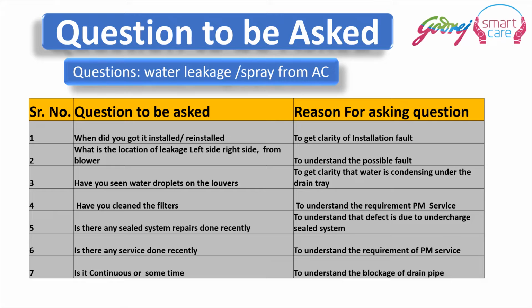The questions to be asked to the customer are, when did you get the air conditioner installed or reinstalled? This is to get clarification about whether this is related to any installation-related complaints. The second question we can ask is, what is the location of the leakage? Left side, right side, from the blower, from the middle, or from the back of the air conditioner indoor unit? Where exactly is the water leaking from? The answer to this question will give us clarity about the exact nature of the leakage or the area from where the leakage is happening.